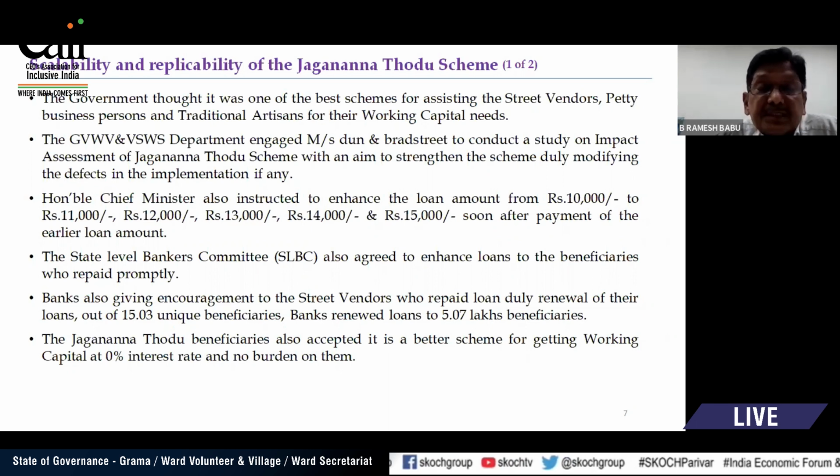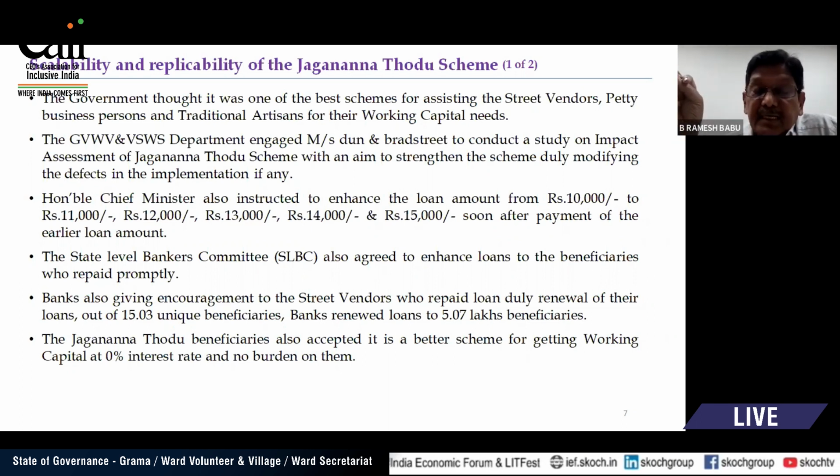And the Honorable Chief Minister is also continuously extending his support in implementation of the scheme, and he instructed to enhance the loan amount from 10,000 to 11,000, then 12,000, and after repaying that amount 13,000. Like that, we have to continuously support these street vendors. We requested the SLBC, and SLBC also agreed and recommended to the banks to enhance the loans for those who repaid the amount promptly. And banks also gave encouragement to street vendors, and they are renewing the loans.